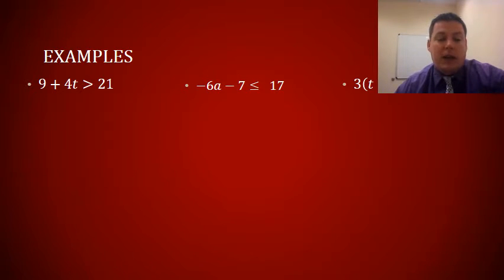The first example we have here is 9 plus 4t is greater than 21. Well, there's no distributing going on here, and there's not any like terms to combine. So we're going to move on to doing the reverse order of operations, which tells us that we need to undo addition and subtraction first. So the first thing I'm going to do is subtract this 9 from both sides. After I subtract the 9, I'm left with 4t is greater than 12.